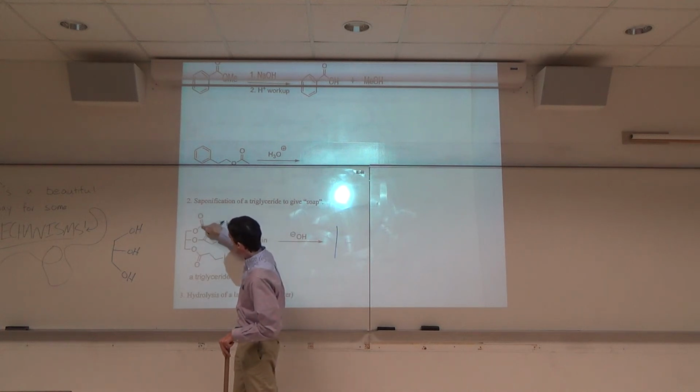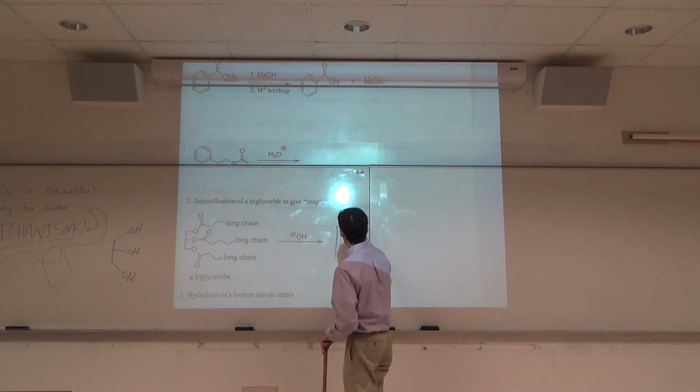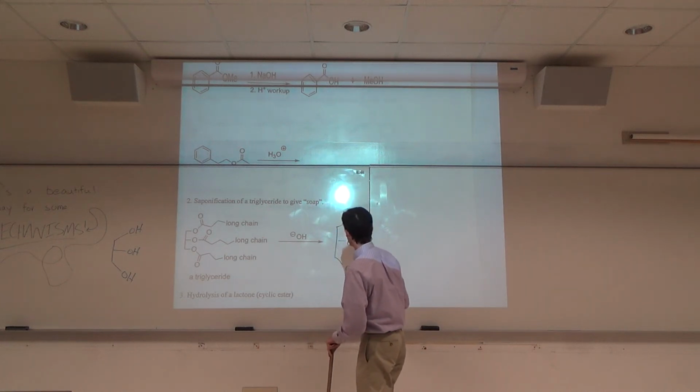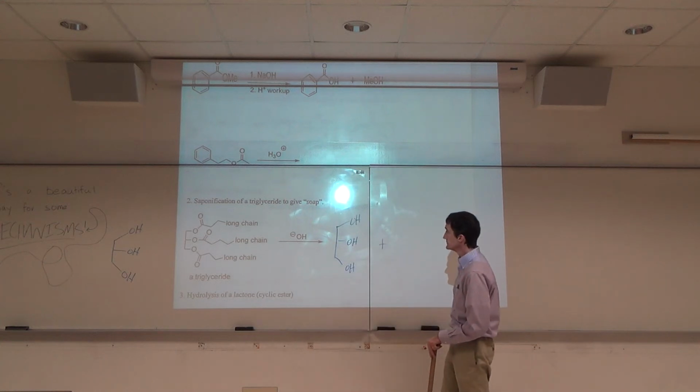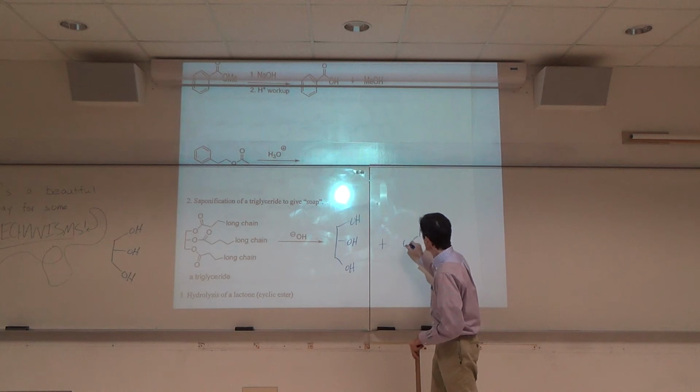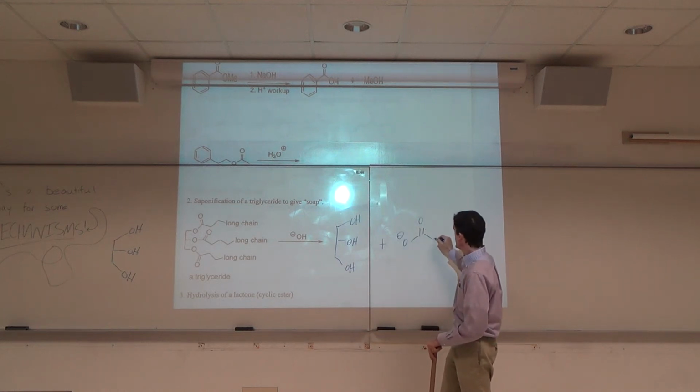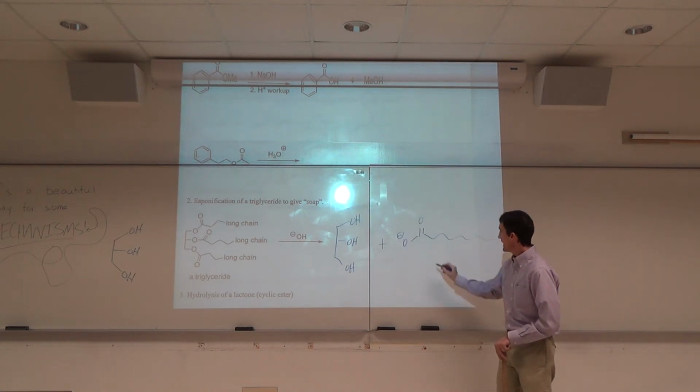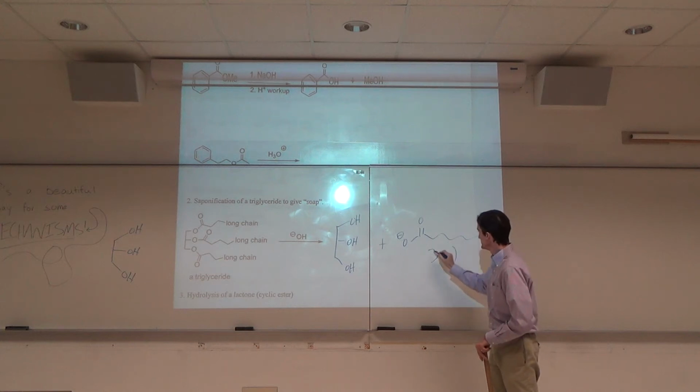Hydroxide adds, electrons go up, back down, kicks that off. Trial. You're going to get glycerol plus what? Three long-chain carboxylic acids. You're going to get the carboxylic acid, and you get 3 equivalents.